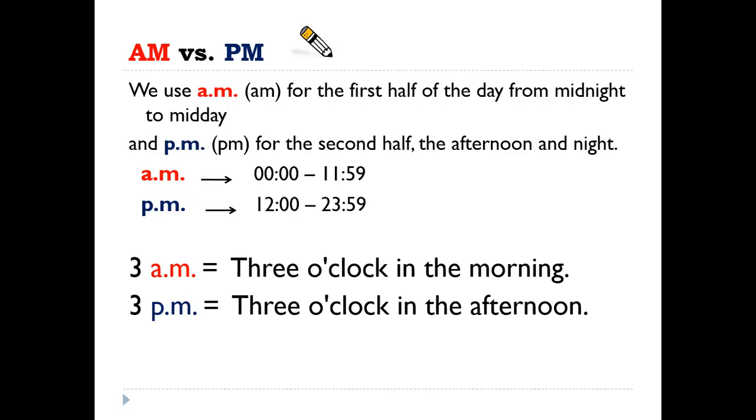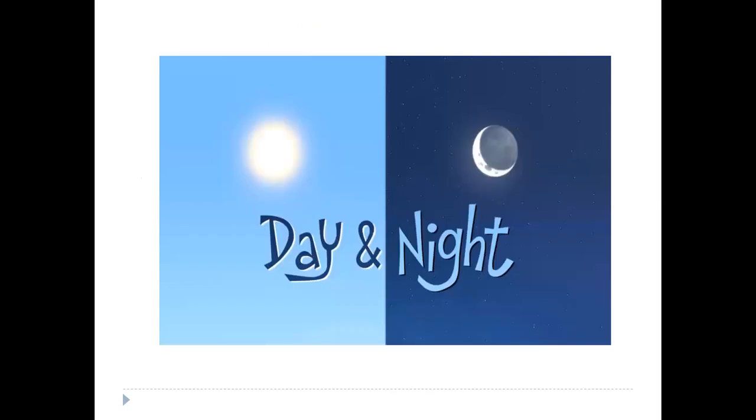For example, if we get 3 a.m., we will say that it's 3 o'clock in the morning. And if it's 3 p.m., we will say that it's 3 o'clock in the afternoon. When the minute hand hits the 12th, we call it o'clock. And when the minute hand hits the 6th, we call it half, because it's half of the time that has passed. So that gives us day or night.